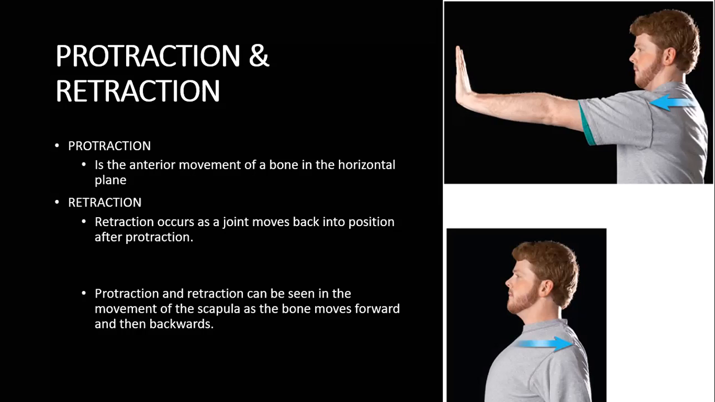This motion occurs in the horizontal plane, right? And again, you will usually see this in the scapula. There is a protraction, retraction kind of movement at the mandible where we move our jaw out and in, out and in. All right, so there is a movement there also with protraction and retraction. But we will see it mostly in the shoulder with the scapula.